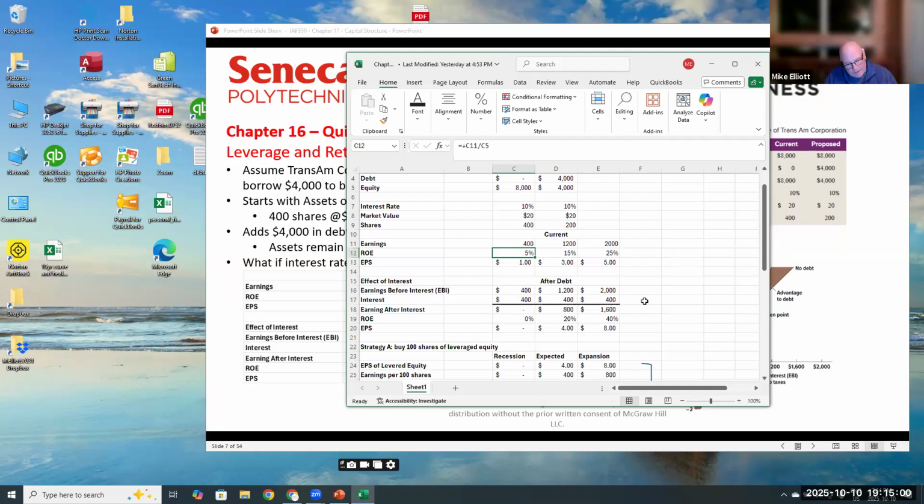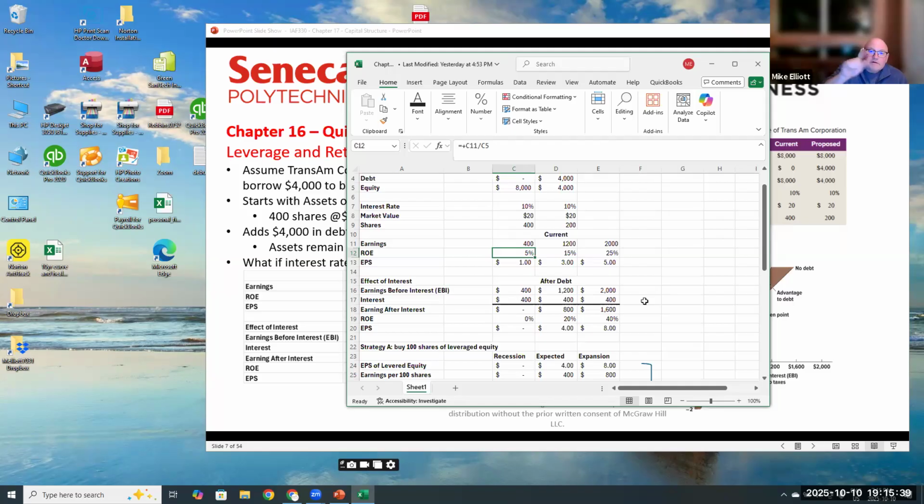Now our equity goes down to 4,000. We have 4,000 in debt, and we have 8,000 in assets. We still have our $400, $1,200, and $2,000 in earnings, but now we also have interest. Now we've got $400 in interest because it's 10% interest on that $4,000 of debt. Now we have earnings before interest of $400. We have interest of $400. We have bupkis in terms of earnings after interest. There's nothing. We've used it all up. Our return on equity goes from 5% to 0. Our earnings per share is uncalculable because it's 0 divided by anything.